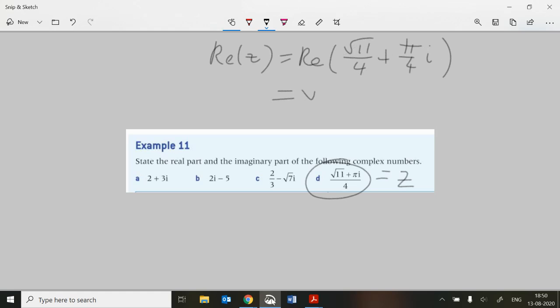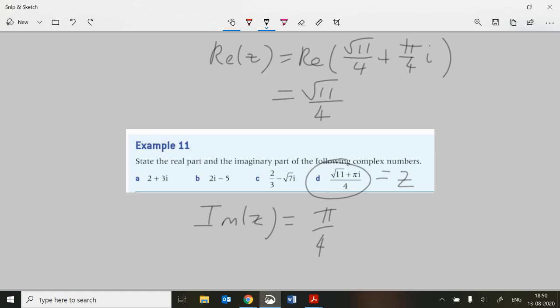So the answer to this is √11/4. Real part of z is just this front part. Now the imaginary part of z here is now just the second part. So it's π/4. We don't have to write in the i, it's just saying how much of the imaginary part do we have? How much of i do we have? i is imaginary, that's one lot of i, but how much of it do we have?